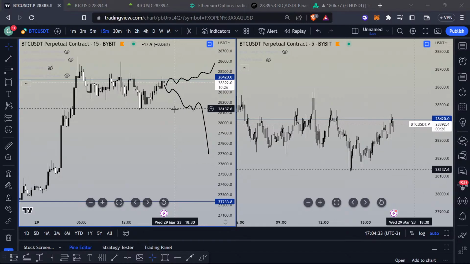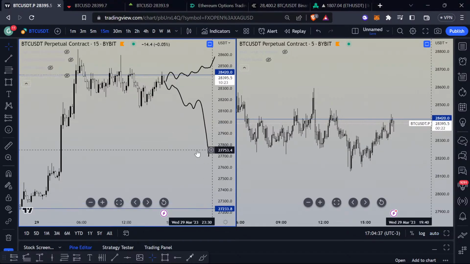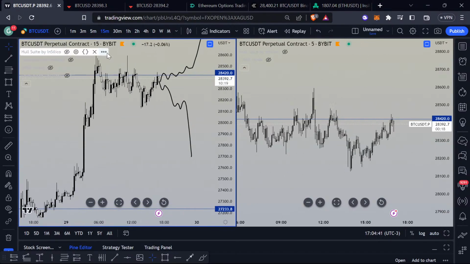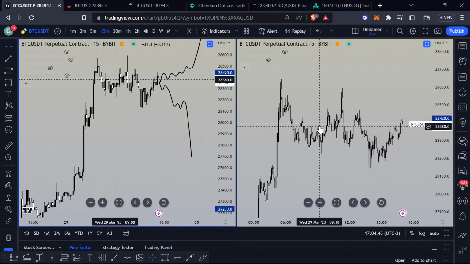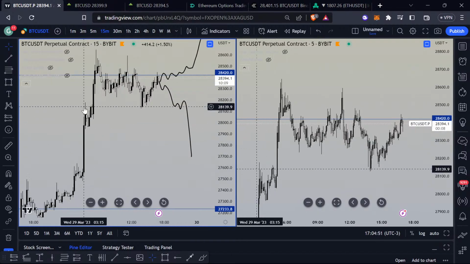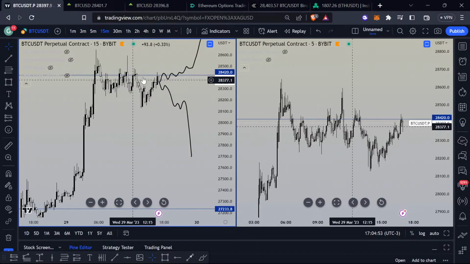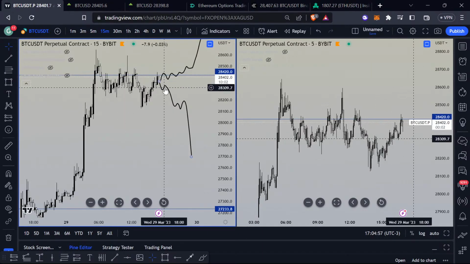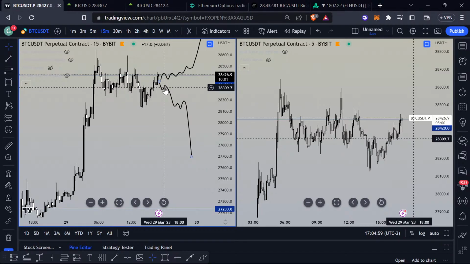I will try to make this a bit faster, because I need to finish the stream relatively soon. Anyway, what I want to show, don't worry, this is my way of not having to write a lot. I think it's better if I just talk. Anyway, we had this gap. This was the trigger. We had a context, which is the monthly pivot, and now we're looking for a trigger to get into the trade or not.